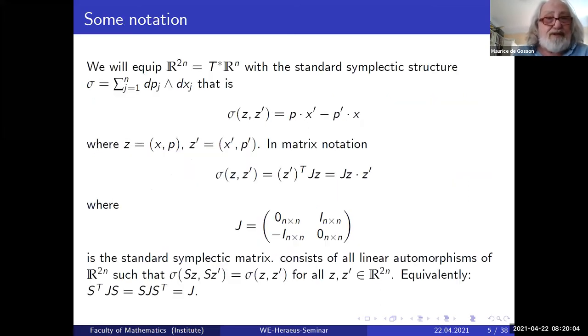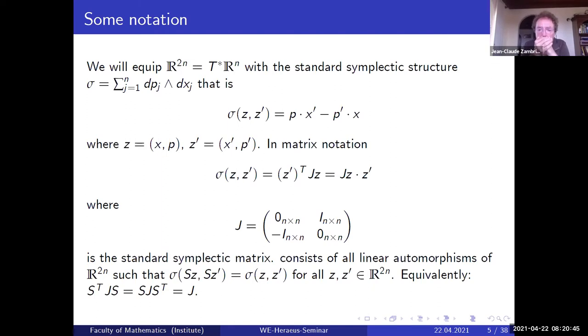Good. So some notation. We will equip the phase space R^2n with a standard symplectic structure, that is, sigma(z, z') = p·x' − p'·x. In dimension n equal to 1, it's just minus the determinant. I've chosen that convention here, where z is (x, p), position and momentum, and in matrix notation you can express that using the standard symplectic matrix J. I think that this is quite well known among the mathematical physics community. And a matrix S is symplectic, or belongs to the symplectic group, if and only if S transpose times J times S equals J. The second equality is actually equivalent here.